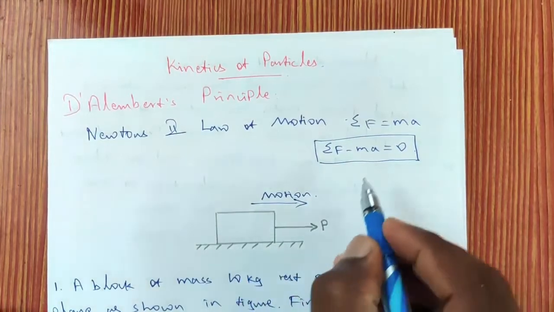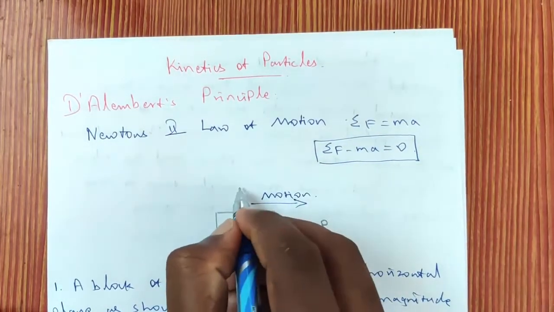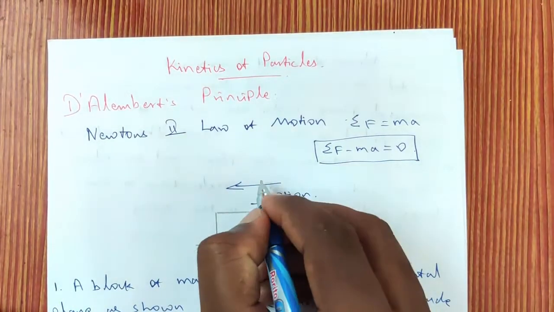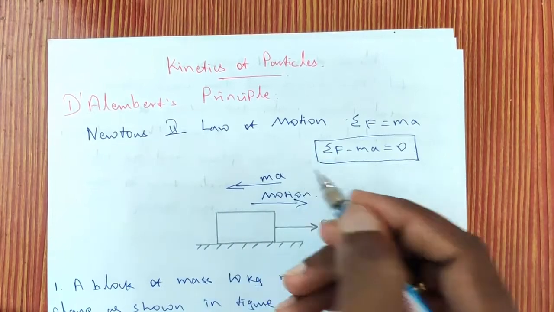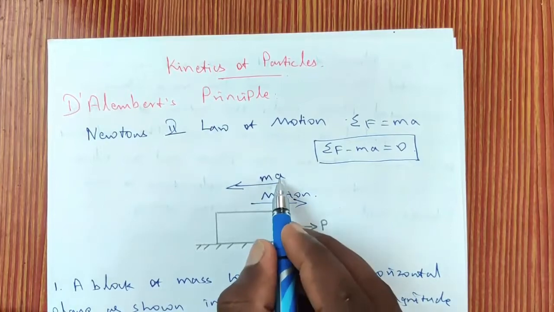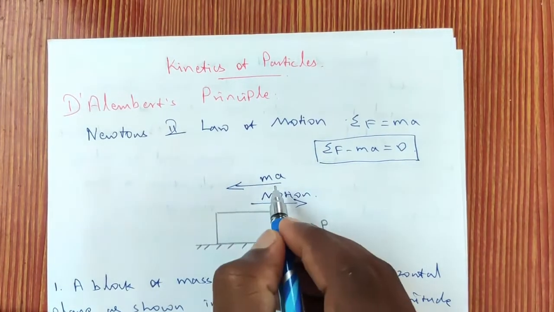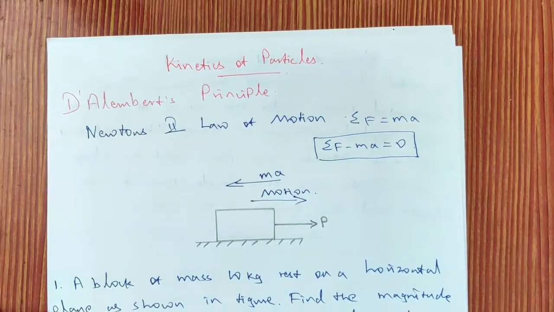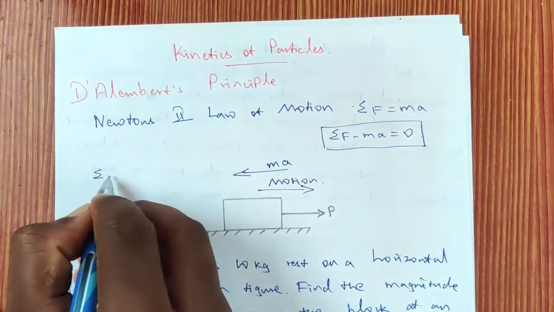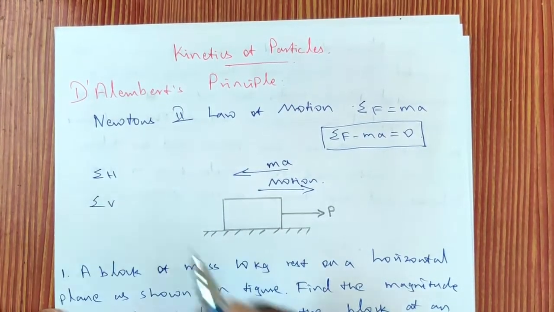In D'Alembert's principle, an inertial force is applied in the opposite direction of the motion. The inertial force is ma, where m is the mass of the block and a is the acceleration. So this inertial force will act in the opposite direction. When we apply an inertial force in the opposite direction, now the body is under equilibrium state and we can write the equilibrium equations, that is summation of horizontal forces and summation of vertical forces.